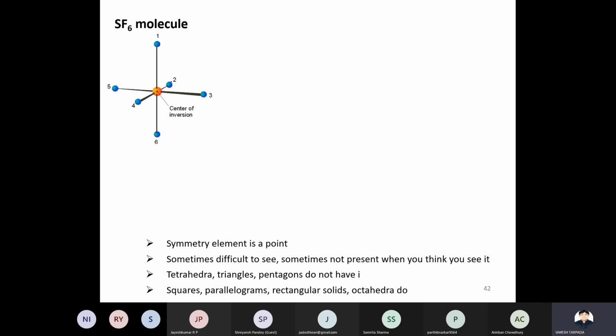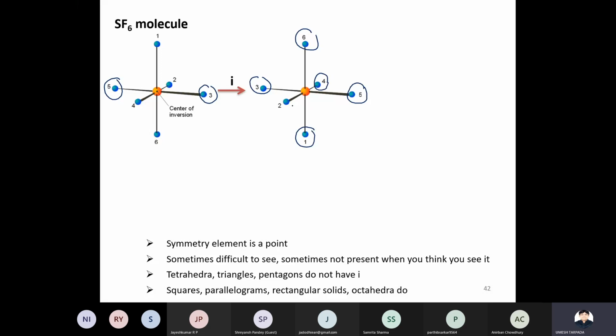So 2 and 4 are at opposite, equal distance in the opposite direction. 1 and 6 are in opposite directions. 3 and 5 are in opposite directions. So if you apply I, then 2 and 4 can change their position. At the same time, 3 and 5 can change their position, and 6 and 1 can change their position. In this way, in the opposite direction at equal distance, an equal number of atoms are there. If you do the I process again, then you are getting the original structure.